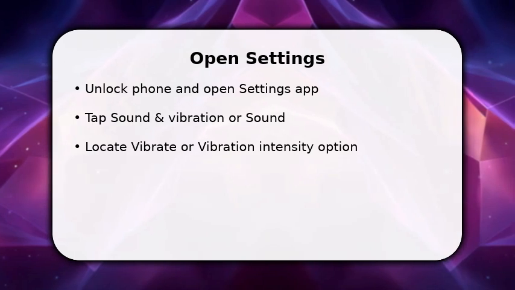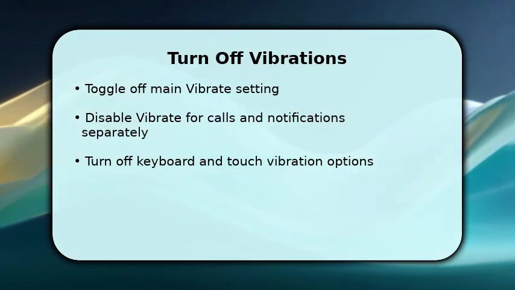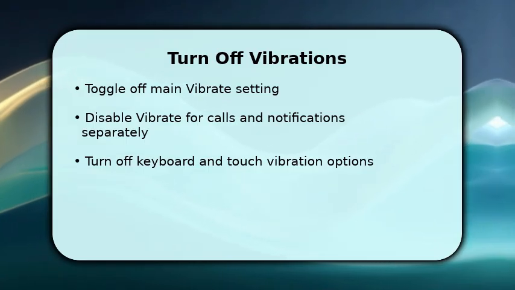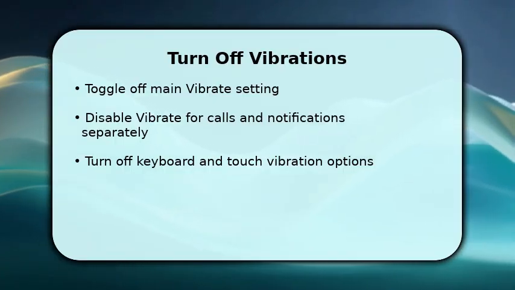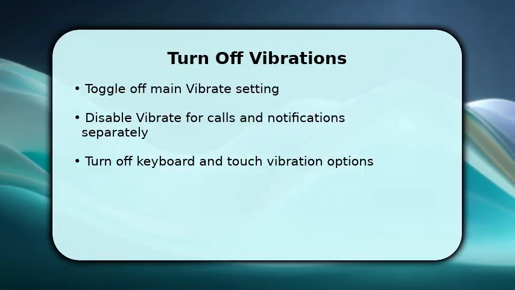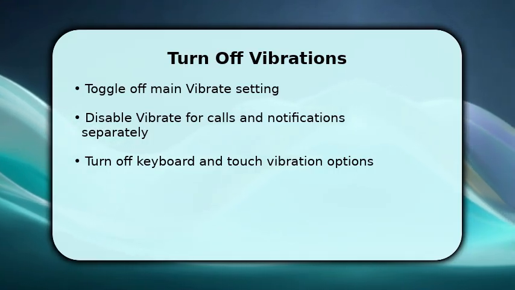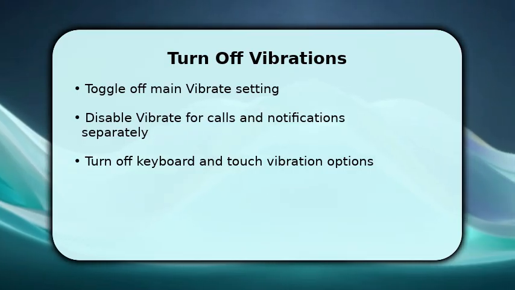Now you will disable specific vibration sources. First, toggle off the main vibrate or vibration intensity setting to stop system-wide feedback. Then, make sure to open call settings and notifications to switch off vibrate for calls and notifications independently, because some models keep these separate. Finally, go to System Sounds or Keyboard Settings and turn off touch and keyboard vibrations so typing and screen presses no longer vibrate.